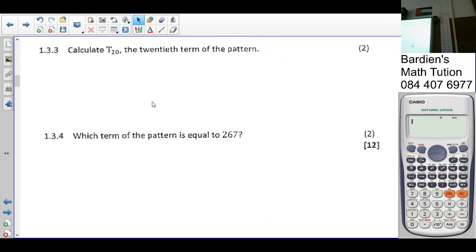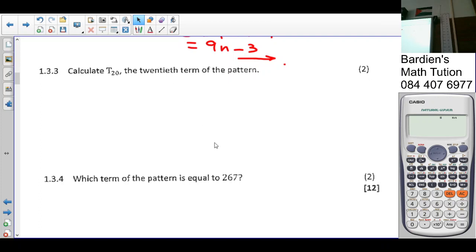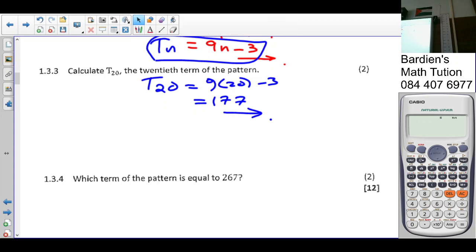The next question, calculate the 20th term of this pattern. So you look at the 20th term, n is now 20. That means to say if this pattern continues, what number lies in the 20th term? So that's Tn is equal to this here. So it's going to be 9 times 20, which is 180 minus 3 is 177. Do you all agree with that?